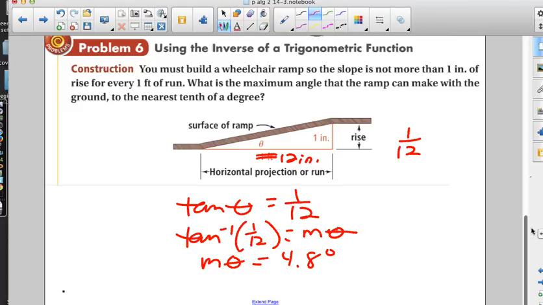It's not supposed to be something where they get halfway up and they lose their strength and now they're in the street. It's not supposed to happen that way. So that's the whole reason that they'll have, and it's called code, they'll have code that tells them this is the highest slope that you can make a wheelchair ramp.